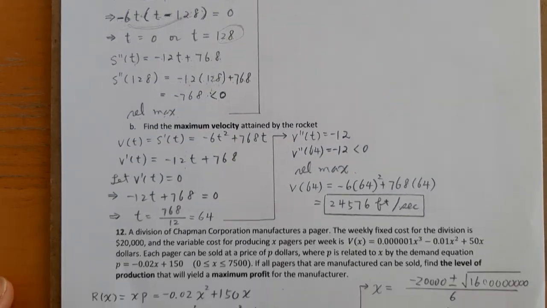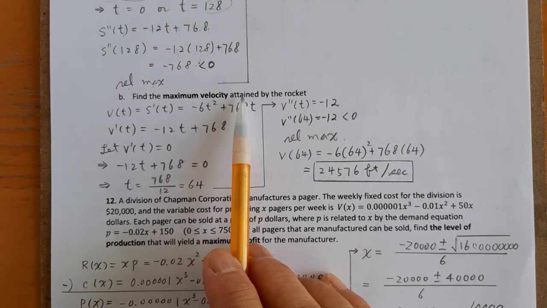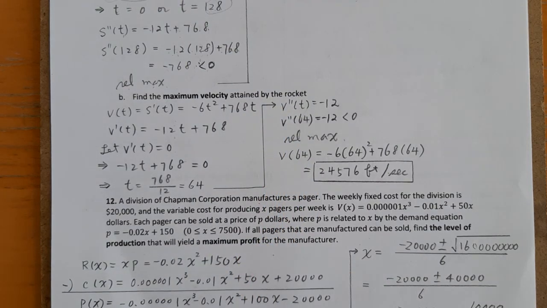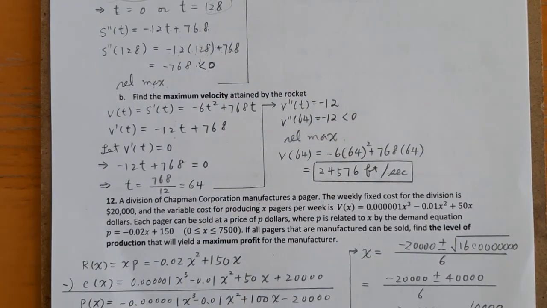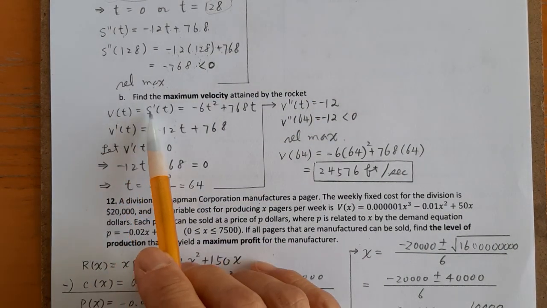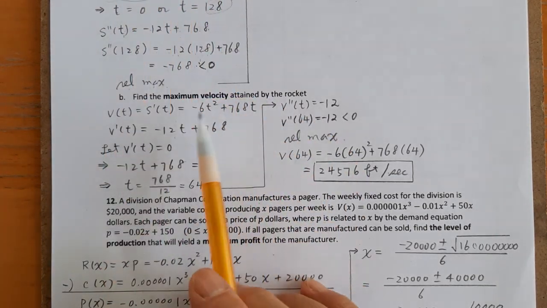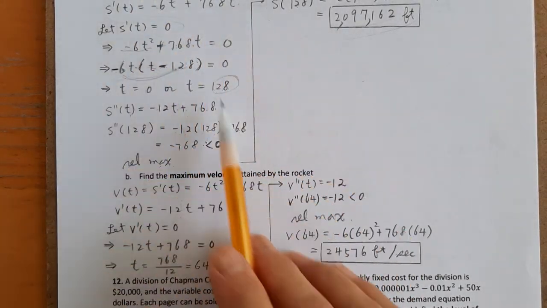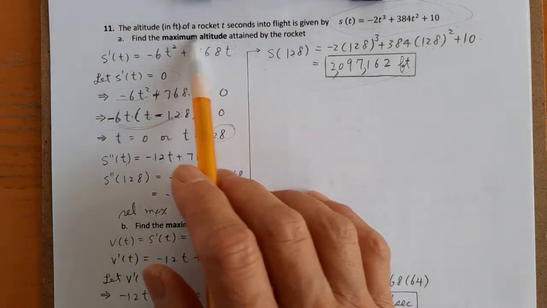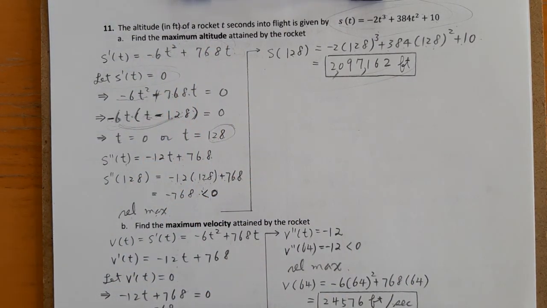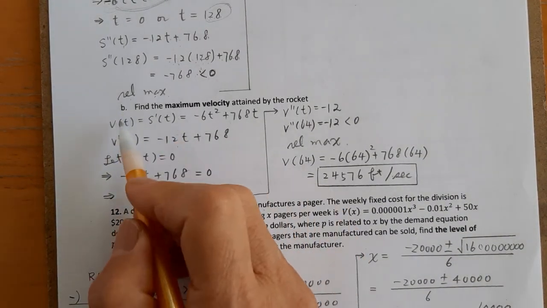Use the second derivative test and find out the maximum velocity attained by the rocket. So velocity is the derivative of the height function s of t. So velocity is s prime of t. S prime of t is negative 6t squared plus 768t. That's the first derivative. That is the velocity function, v of t.